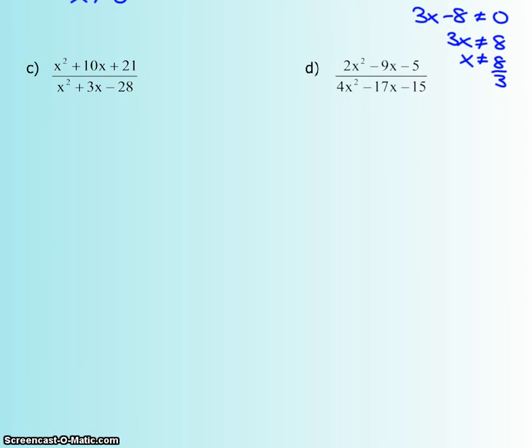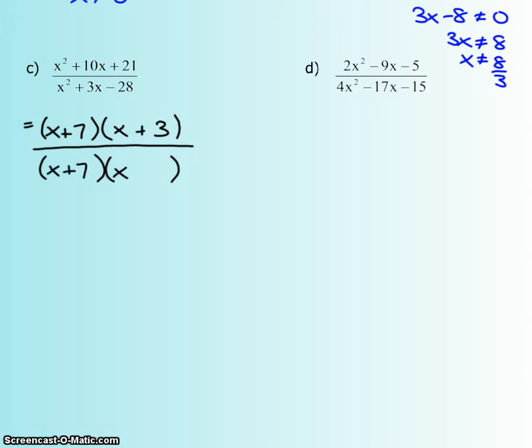These ones are going to be a little bit trickier. So we have a simple trinomial on the top and on the bottom. I'm going to break it down into the double brackets right away. And the stronger your factoring skills, the easier these will be for you. Okay, so I'm going to do this really quickly. +7 and +3 will multiply to 21 and add to 10. +7 and -4 will multiply to -28 and add to 3.